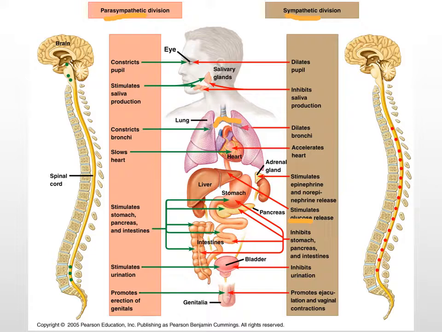It's going to inhibit your stomach, pancreas, and intestines. So again, our body, if we're in a fight or flight type situation, we don't want to be worried about digesting food or creating any type of digestion there. So it's just going to inhibit all those things so that we can focus just on our cells, getting our lungs prepped, getting our heartbeat prepped. It's going to focus more on that. It's going to inhibit urination, again, for the same reason.